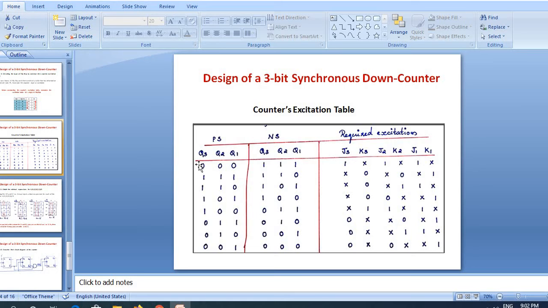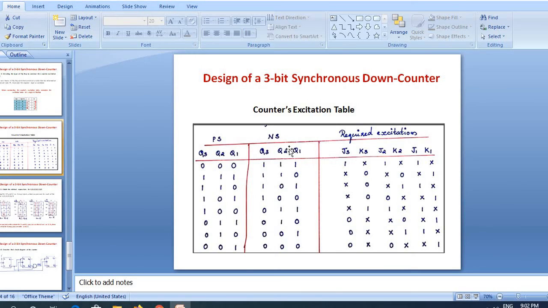If your present state is 0, 0, 0, what is the next state? It will be counting 1, 1, 1. If your present state is 1, 1, 1, what is the next state? 1, 1, 0, it counts down. If your present state is 1, 1, 0, it is 1, 0, 1. You have to write it this way.